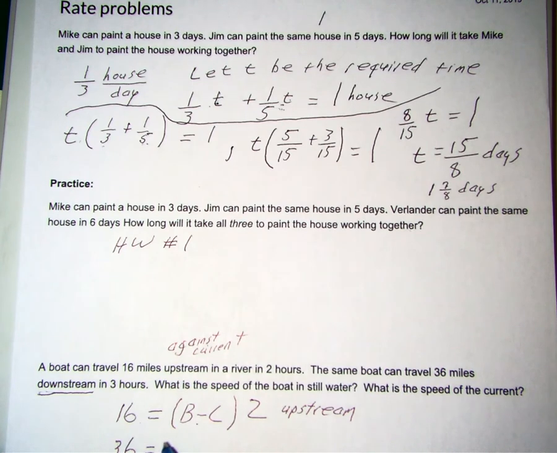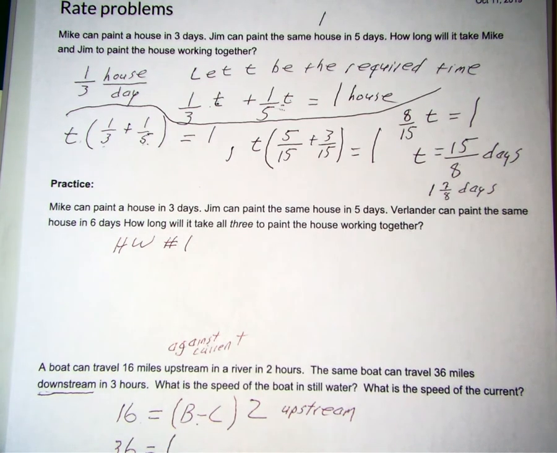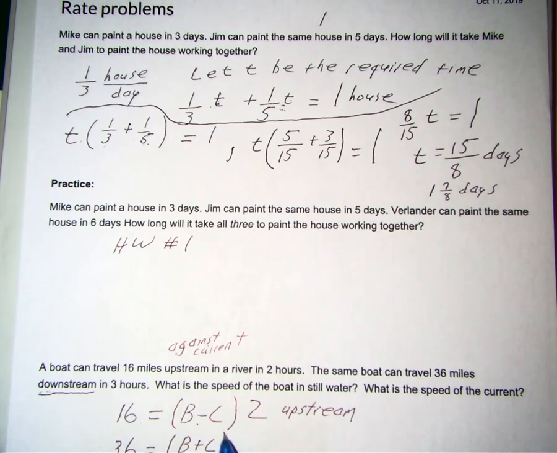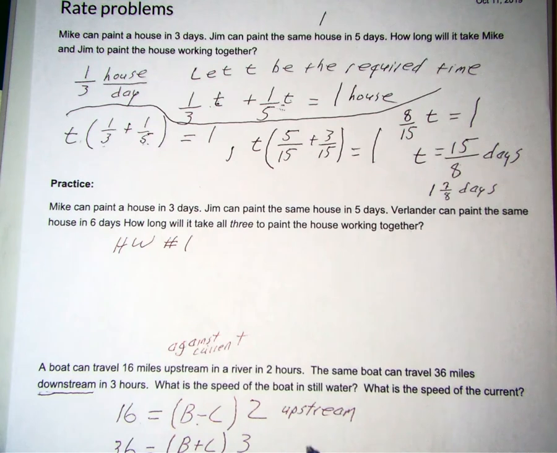Now, this time they're going with the current. The current is adding to their effective speed, and so you'll add the current. And also that was a 3-hour excursion. Okay, and again, this is the downstream event, or the downstream motion there.